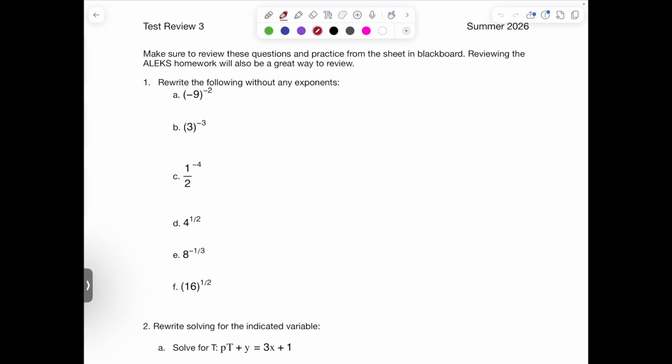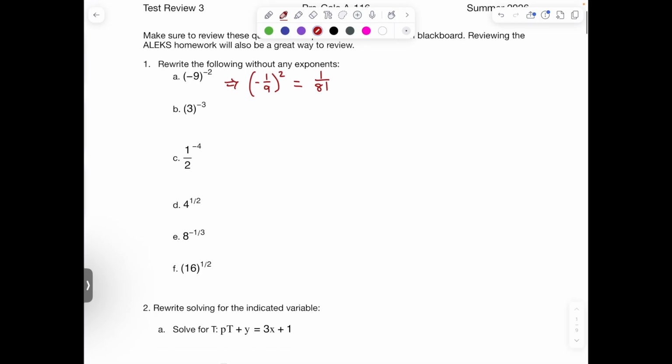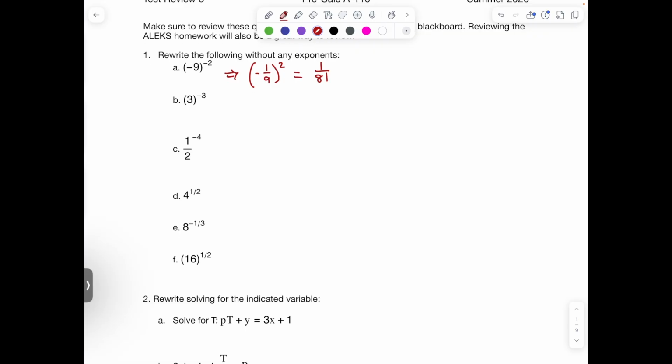So all these problems without exponents. Remember that whenever we have negative exponents, we have to make them positive. And to make them positive, we have to cross the fractional bar. So this will turn into negative 1 over 9 squared, which then squaring the negative will go away, and we'll get 1 over 81. Okay, the next question we have is 3 to the negative 3.